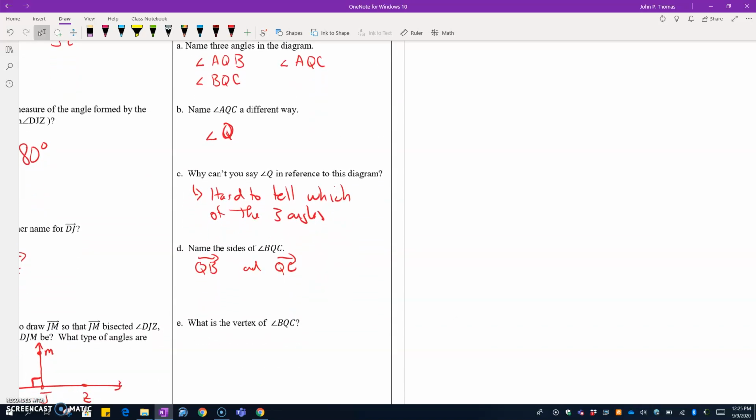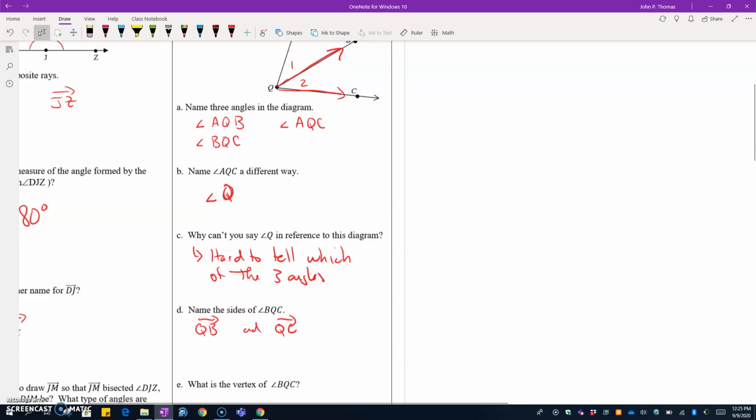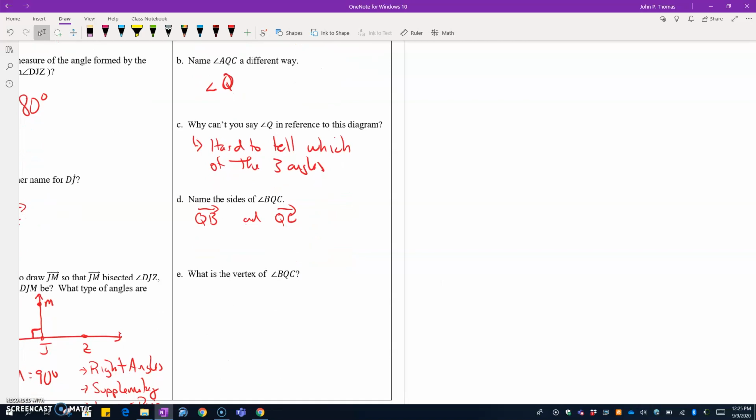In E, it says, what is the vertex of BQC? So in BQC, the vertex is where those two sides meet. So that is at point Q. All right, what you're going to notice is that is always the middle value. You're always going to have the vertex at the middle value.